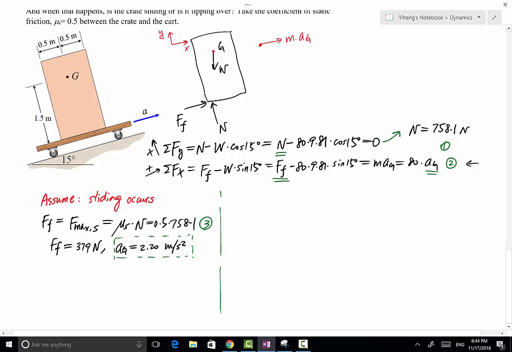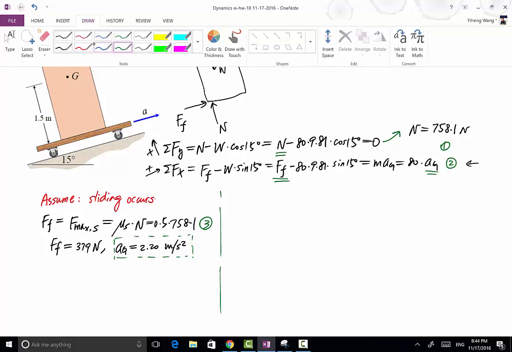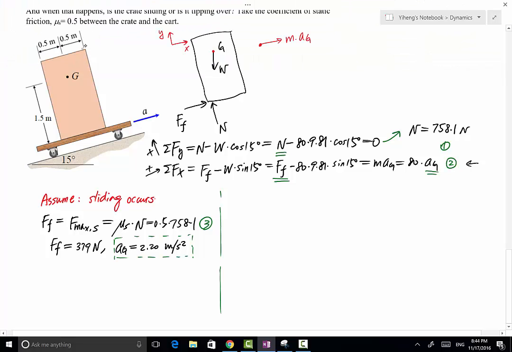However, what if it's tipping over that occurs first? If that's the case, then frictional force no longer equals mu s N. Remember, this equation can only be used when frictional force reaches limiting value when sliding is about to occur. So in this case, we cannot write this third equation. We need another third equation.